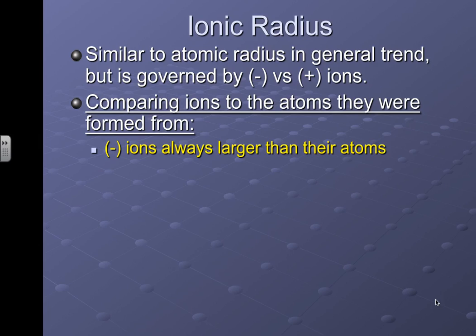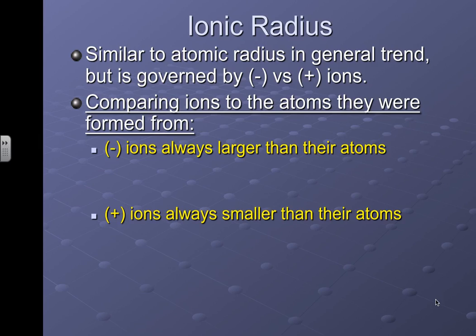So for instance, if I'm going to say chlorine versus its ion, the chloride ion, Cl negative. Negative ions are always larger than their atoms. Positive ions, so again, think sodium, and then we're going to form the sodium ion, Na+. That sodium ion will always be smaller than the atom that it was formed from, so the sodium atom itself. And of course, my next question is going to be, why? Why would a negative ion always be larger than the atom it was made from? Well, it's a lot like a tug of war.